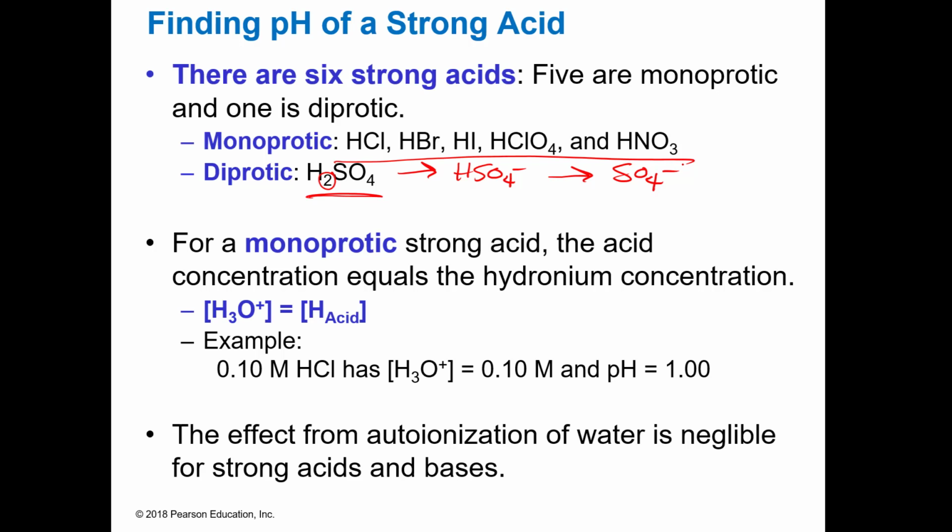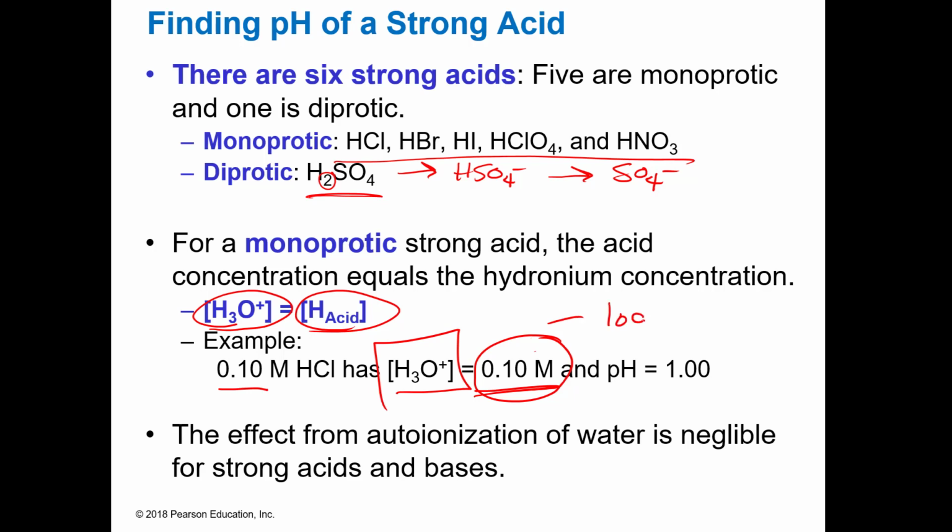For a monoprotic strong acid, the hydronium ion concentration will always equal whatever the original acid concentration was. So if you have 0.1 molar HCl, then when you get done, that's going to be the concentration of the hydronium ion, and then the pH, the negative log of that, would equal 1. Since we said it's like 2 in a billion water molecules that auto-ionize, the effect on this is negligible. So that's why we don't include that water molecule in the calculations for these equilibriums. And that is the end of part 3.